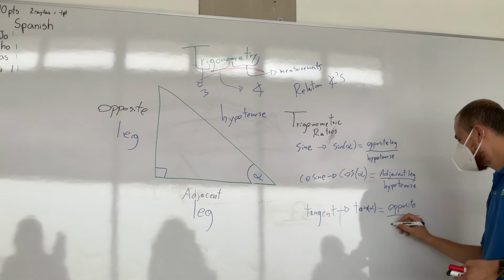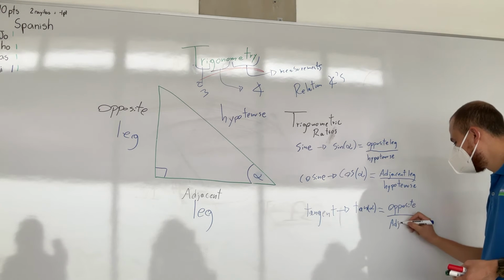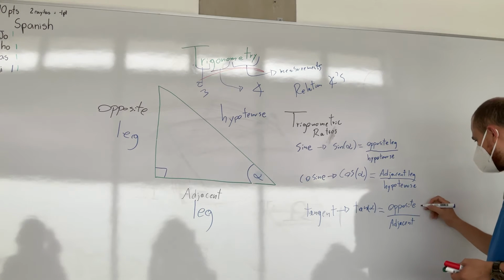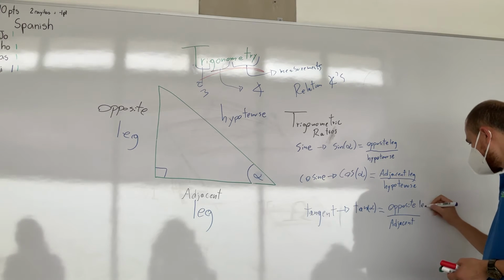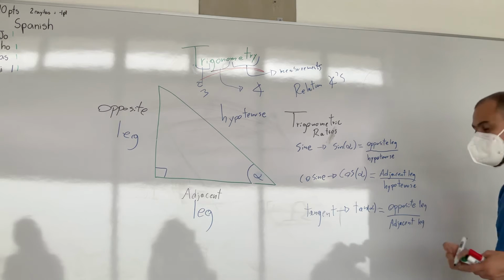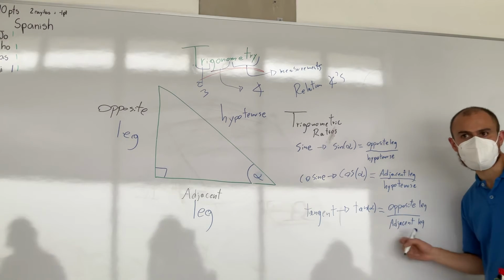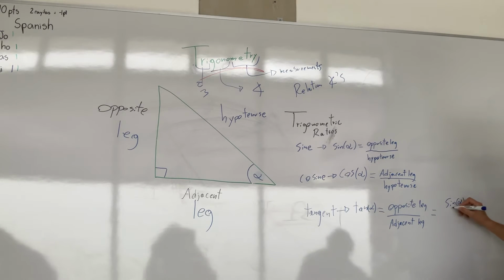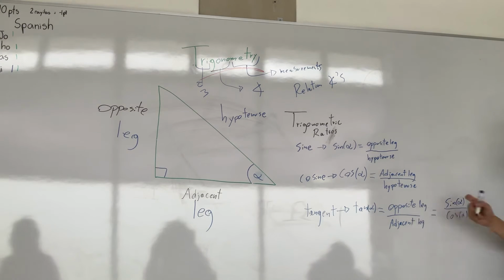It is also equal to sin and cos. Opposite divided by adjacent. And actually there is another formula for this one. Tangent is also equal to sin of alpha divided by cos of alpha. Tangent is also the sin divided by the cosine. I prefer opposite leg on this.